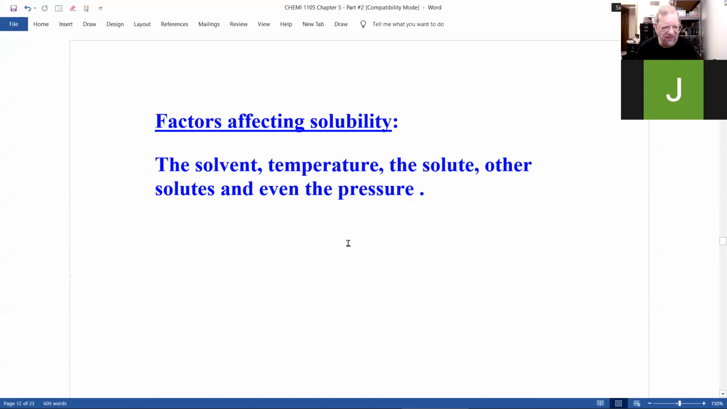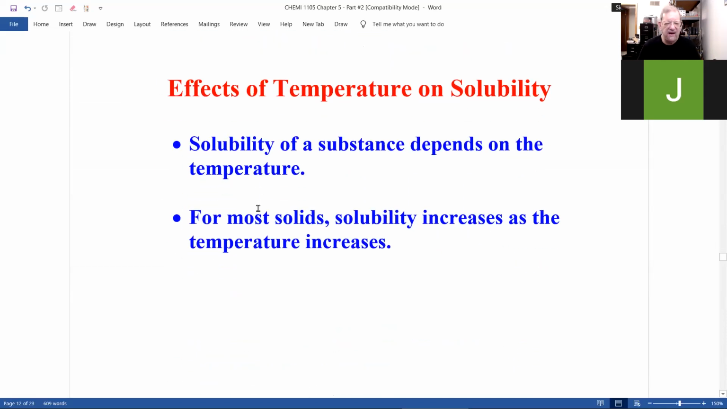And the things that affect solubility are what solvent you're using, temperature, what the solute is, other solutes present, and even sometimes the pressure, atmospheric pressure. If you've ever tried to dissolve a lot of sugar in water, what do you do? Heat it up. The solubility of a substance depends on the temperature. For most, not all, but most, solubility increases as temperature increases. You're adding energy to help hydration.